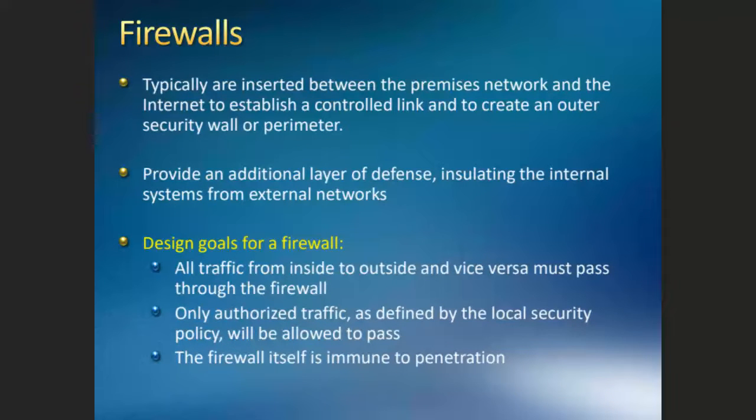Firewall. Where is the firewall inserted in your network? It is in the premises, between the internet and your intranet, at the border, okay? It will monitor all the traffic from inside to outside because it will go through the firewall, so it will control it. Only authorized traffic that is defined and allowed can enter your network. Also, the firewall by itself should be immune to penetration. It should be protected.